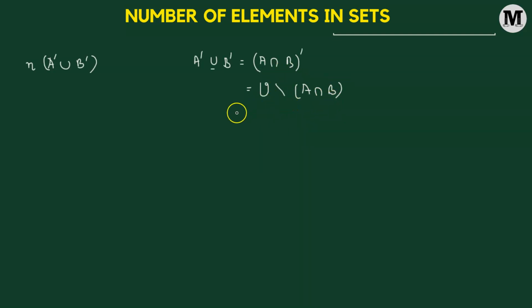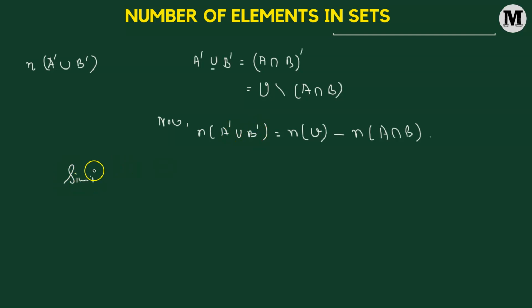That is the definition. So now when we take the total number of elements of A complement union with B complement, this is simply the same as saying take the total number of elements in the universal set, and from here subtract the total number of elements in A intersection B. So that's going to give us A complement union B complement.